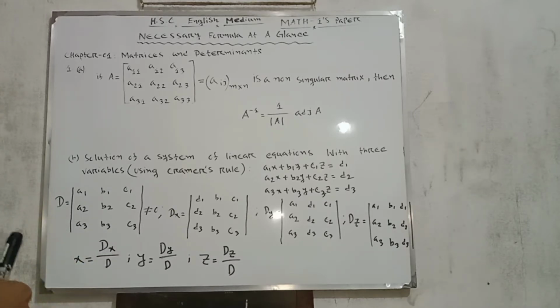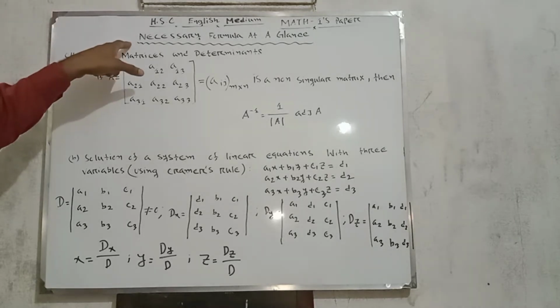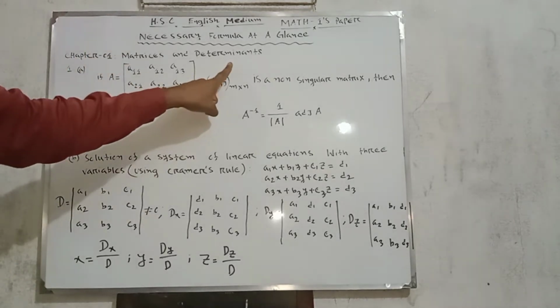Today I will discuss all important formulas in mathematics first paper for intermediate students. So students, let's go on. Firstly, we will discuss chapter 1, matrix and determinants.